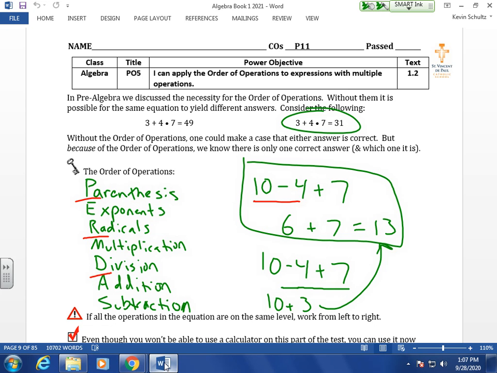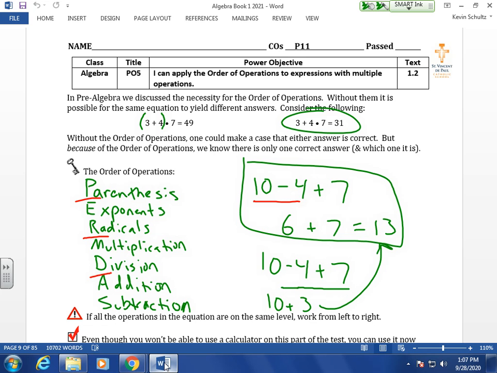Someone mentioned parentheses earlier. Parentheses aren't actually an operation, but what's their purpose? What's their function? Why are they listed first, Sebastian? Because you always have to do the order in the parentheses first. They're actually kind of the most powerful thing in this whole order because they have the power to change the order of operations.